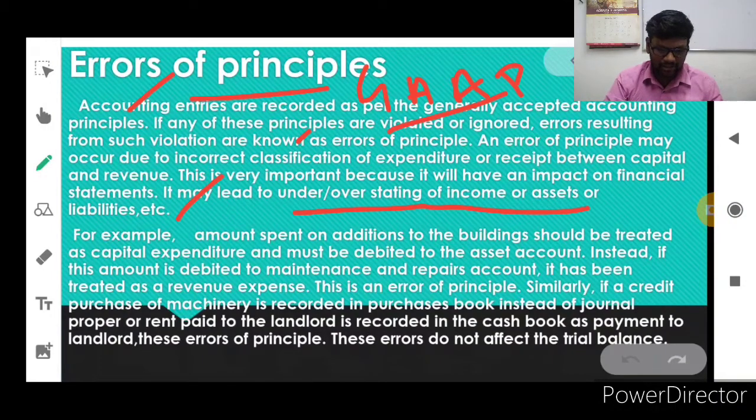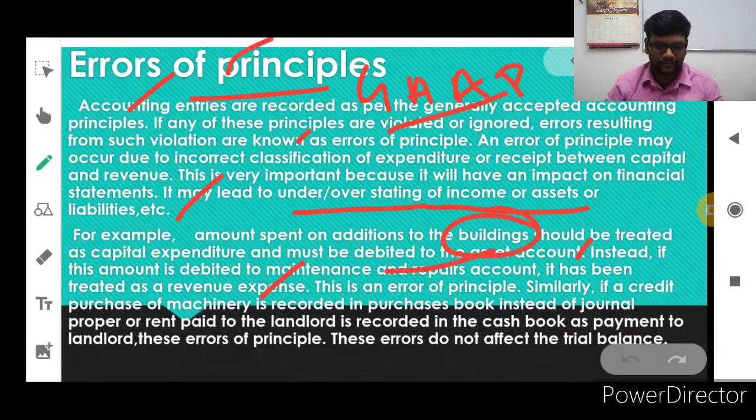Amount spent in addition to the building should be treated as capital expenditure and must be debited to the assets account, because we spend for building purposes, isn't it? Building is a fixed asset, so it is a capital expenditure. It should be debited in the assets account. Instead, if this amount is debited to the maintenance and repairs account, it has been treated as a revenue expenditure. When capital expenditure is treated as a revenue expenditure, that is a great mistake. That is an error of principle.